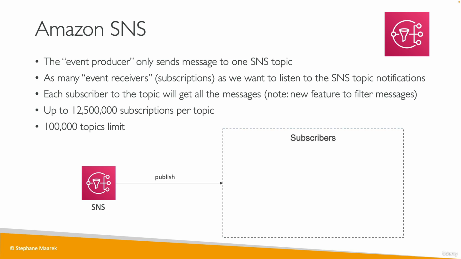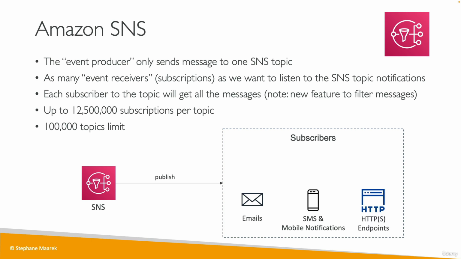So for SNS, you're going to publish to subscribers, and what can they be? Well, you can directly send emails from SNS. You can send SMS and mobile notifications. You can also send data directly into specified HTTP or HTTPS endpoints. But SNS also has integrations with specific AWS services, such as SQS, to send your message directly into a queue, to Lambda, to have a function do some code after the message is received, or to Kinesis Data Firehose, to send data into, for example, Amazon S3 or Redshift.